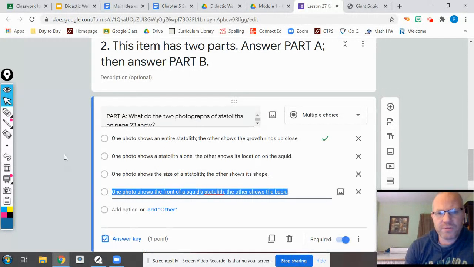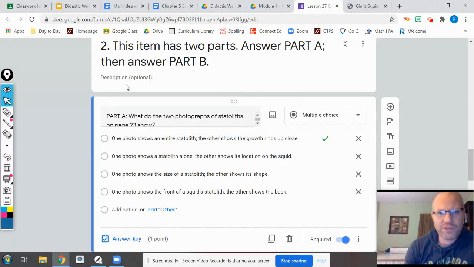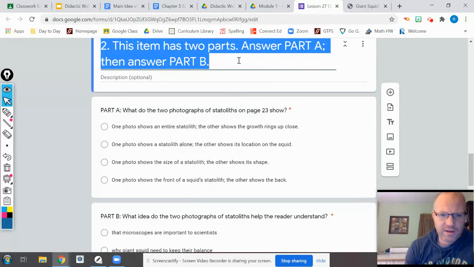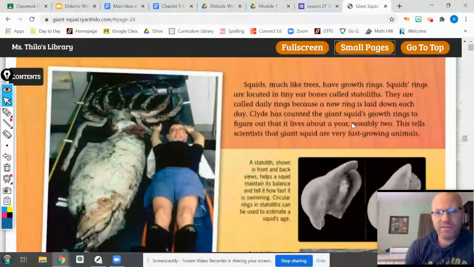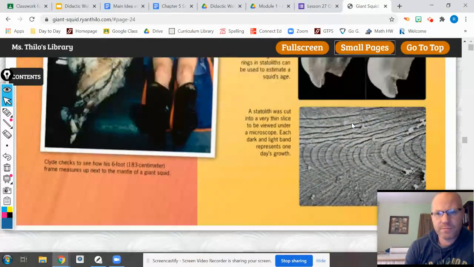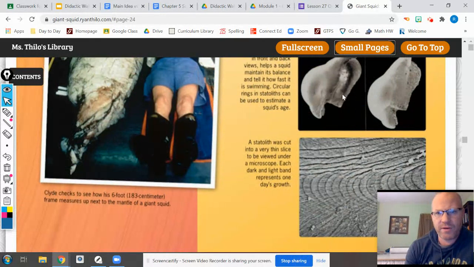One photo shows the front of the statolith. The other shows the back. So remember, they're showing you these two photos. This is a photo. This is a photo. What's this photo show? Read the caption.